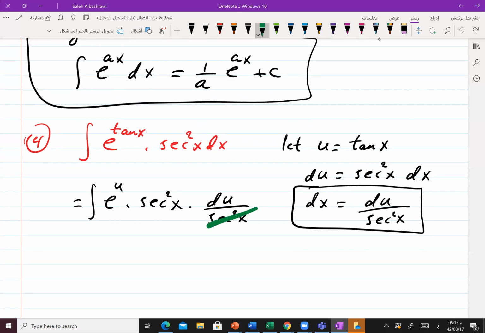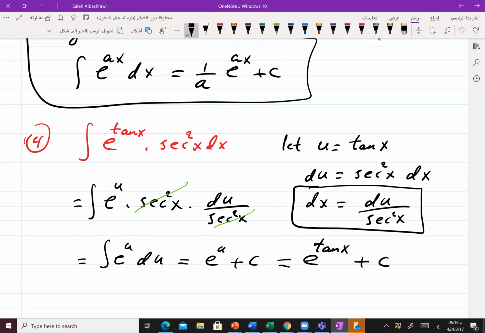Now simplify. I will cancel this one with the other one, secant square with the secant square. So I will have integration of e to power u du, which is equal to e to power u plus the constant c. Since u is tangent x, it is e to power tangent x plus the constant c.